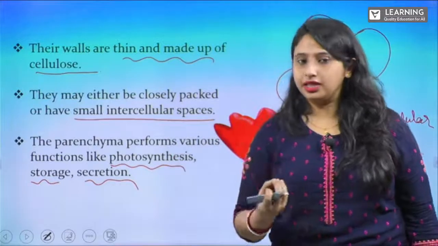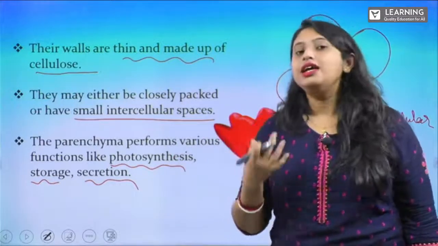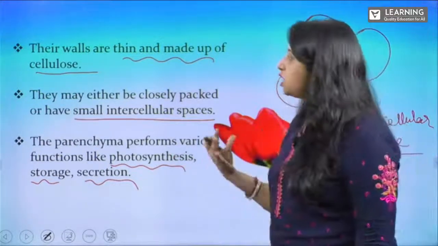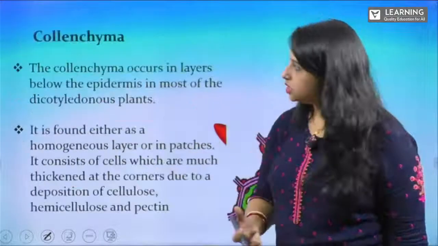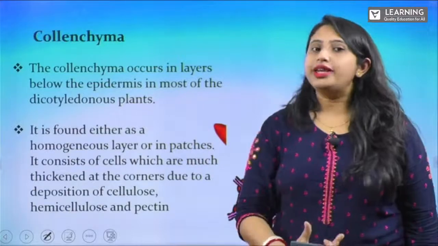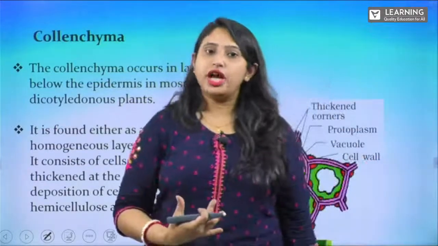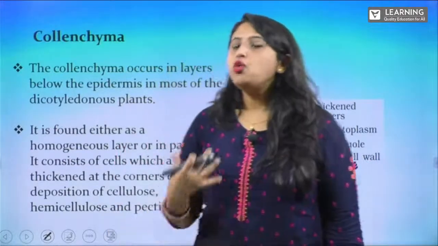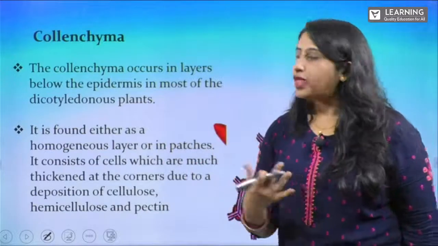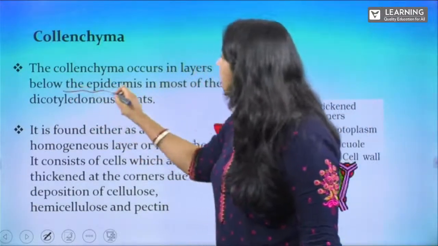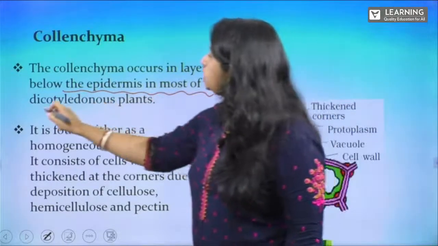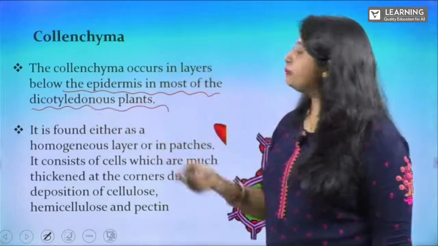They are thin, and their cell wall has cellulose. So they are responsible for secretion, storage and photosynthesis. Next, let us move on to the next type of simple permanent tissue, that is collenchyma. So what about this collenchyma? Collenchyma occurs in layers below the epidermis in most of the dicotyledonous plants.